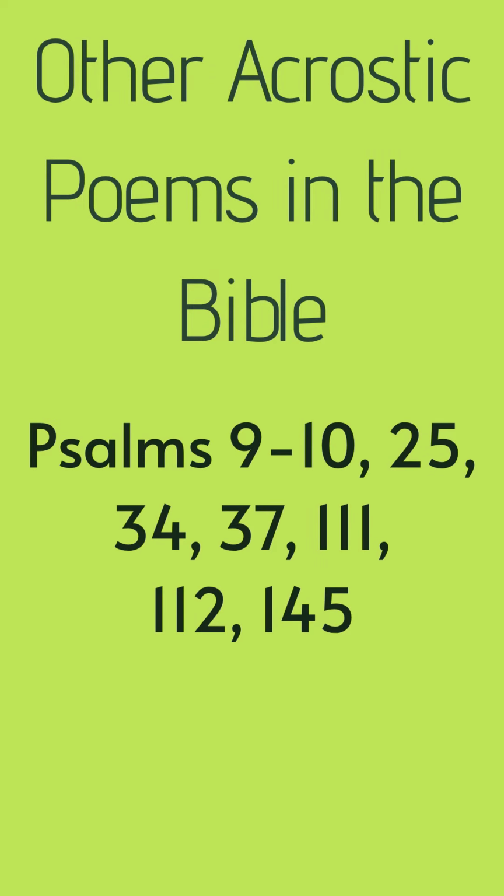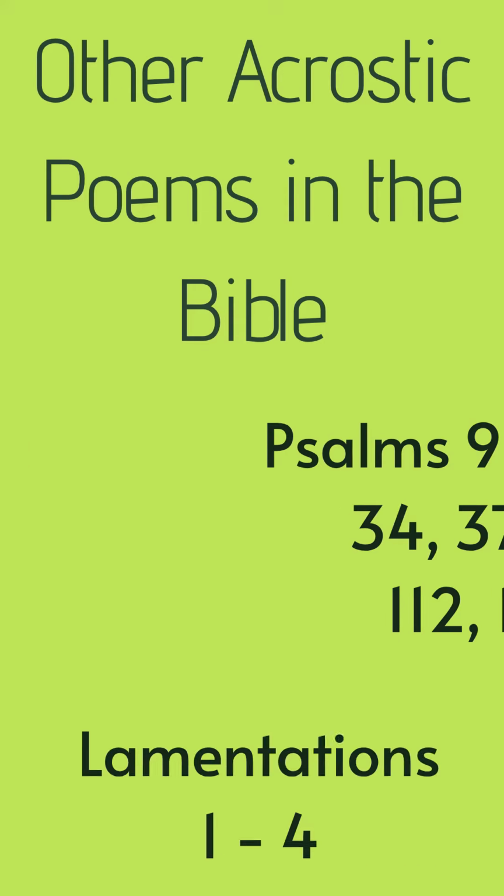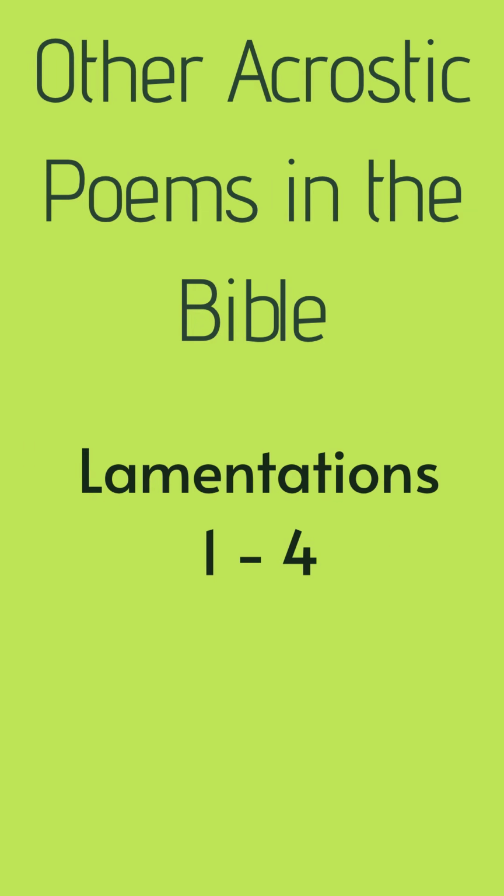Psalm 119 is usually the only place where English Bibles will show this aspect of the original Hebrew poetry, but there are several other acrostic poems in the Bible. Several other psalms are also acrostic poems, and the first 4 chapters of Lamentations are as well.